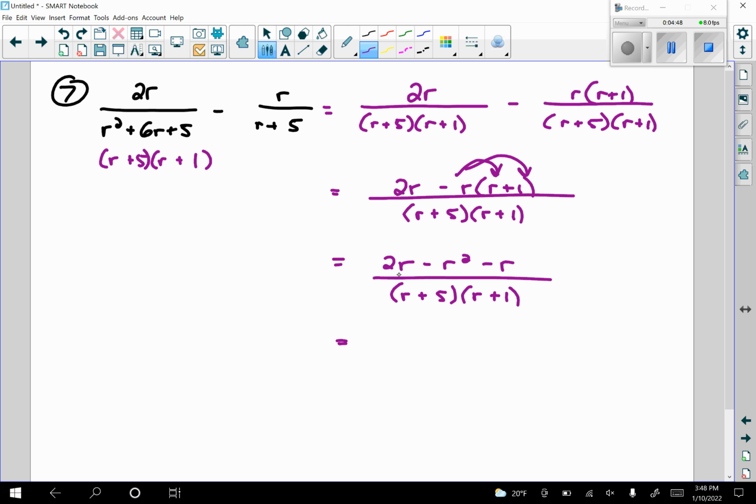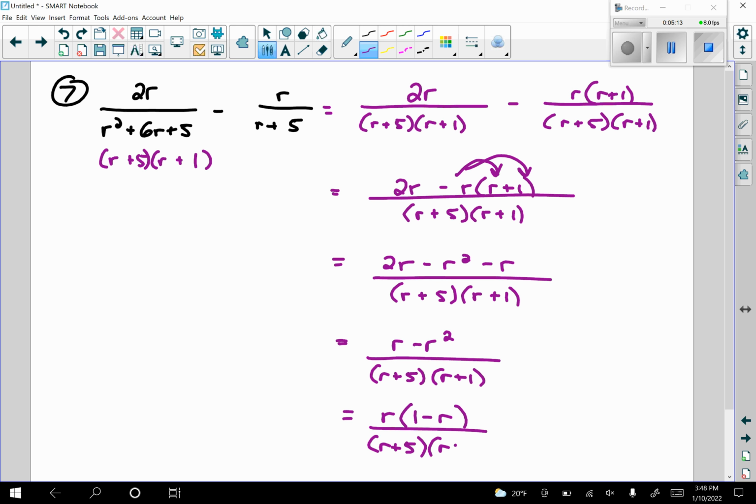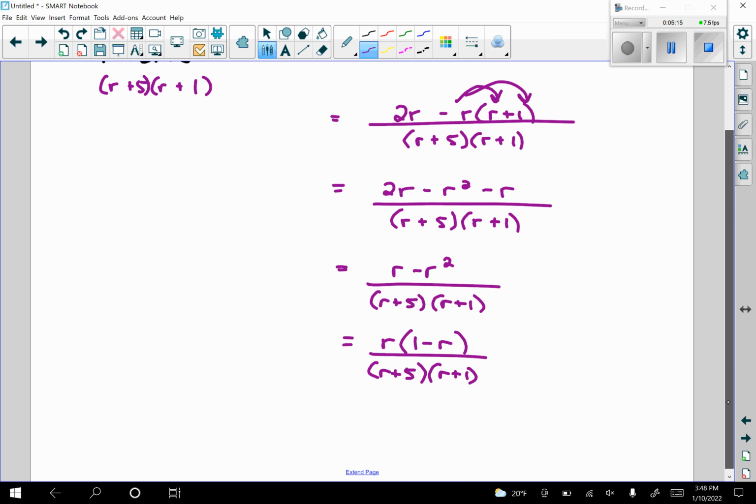All right, combine like terms, I'm going to get a 2r minus r. Since that's going to be positive r, I'm going to write that first. We're going to get r minus r squared all over r plus 5 times r plus 1. Now it's always good to check, see if this could factor, r minus r squared, and it can. We can factor an r out, and we'll get a 1 minus r over our denominator. Now, even though it looks it at first, these are not opposites. 1 minus r, the opposite would be r minus 1. These are not opposites. Nothing crosses out, so this is our final answer.